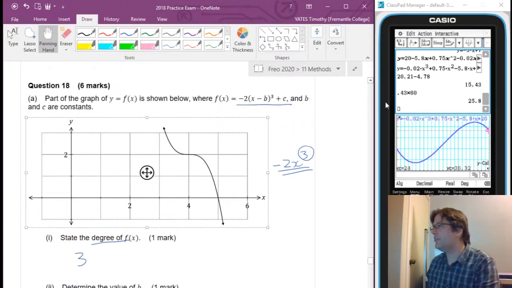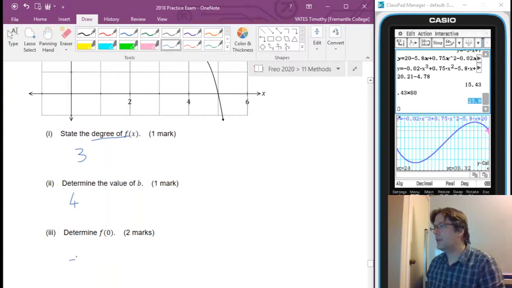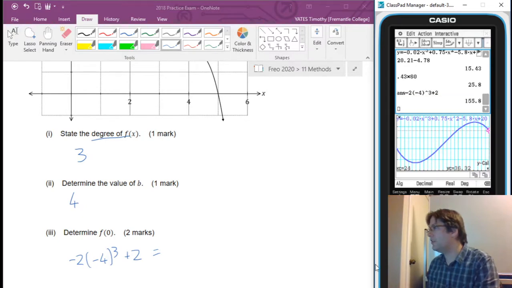So I'm just going to throw this in my calculator. It's going to be negative 2 times negative 4 to the power of 3 plus 2. There's no reason to try and make this hard on ourselves. Negative 2, negative 4 to the power of 3 plus 2. We've got a calculator, we can use it. 155.8. That doesn't seem right. I had an answer in there that I don't need. Negative 2, there we are. 130.